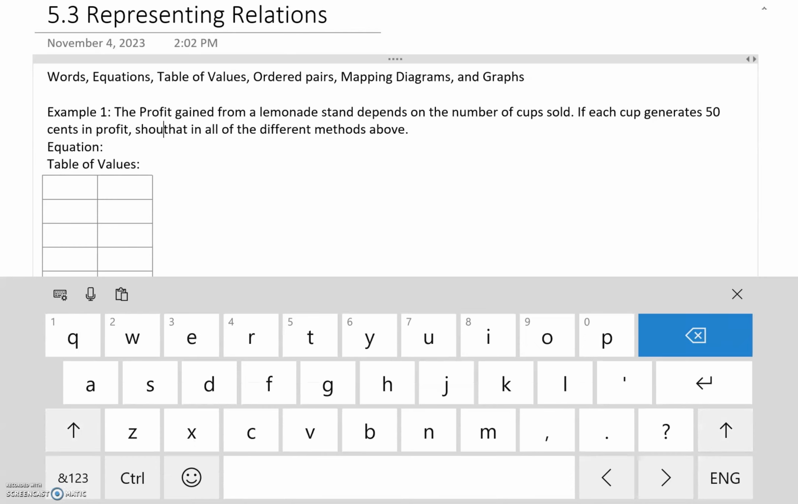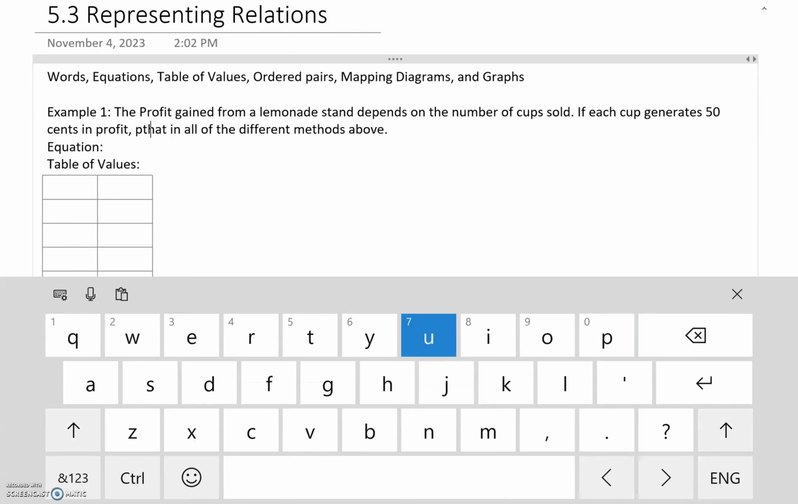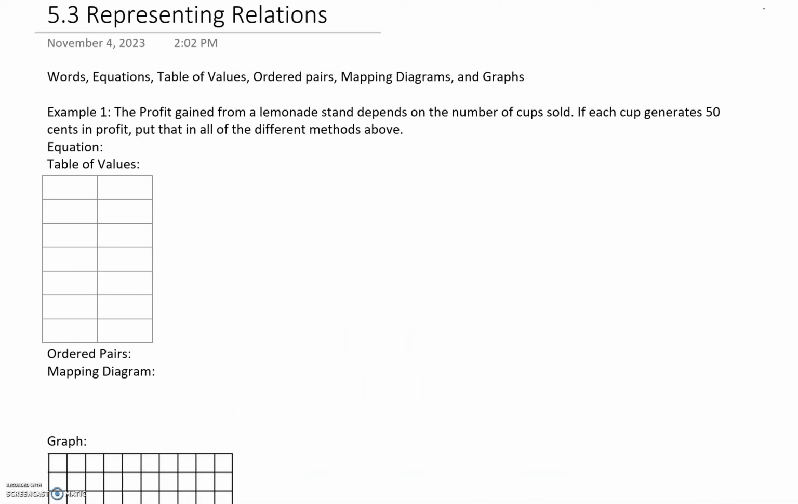That is the wrong word. I don't even think "put that" is the right word, but whatever. Doesn't matter. We're going to move forward.